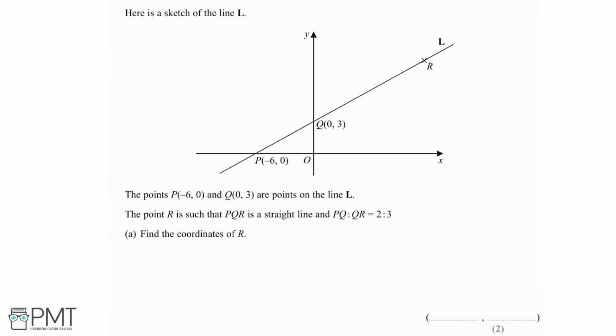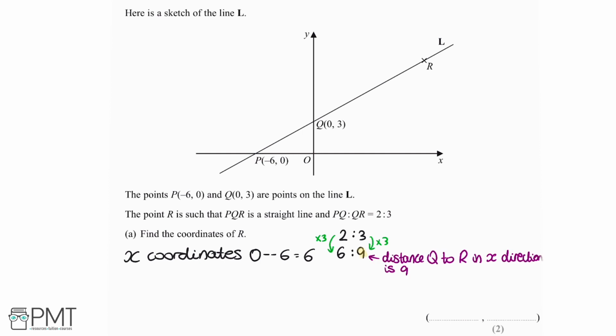So firstly, I'm going to have a look at the x coordinates. We go from -6 for P to 0 for Q, and then from 0 at Q to something we're not sure about yet for R. The ratio here is 2 to 3. Going from -6 to 0, 0 minus -6 equals 6. So for the x coordinate, P to Q is 6, and we're in the ratio 6 to something. To get from 2 to 6, we multiply by 3. If we do that to the other side, we get 9. So the distance from Q to R in the x direction is 9.